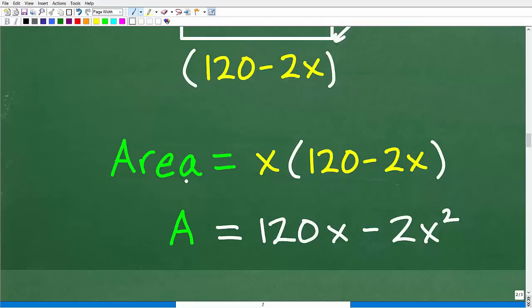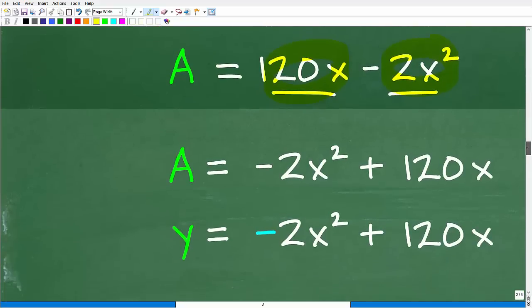So area is equal to x times 120 minus 2x. Let's distribute this x in. So we have x times 120, that's 120x. x times minus 2x, so that's minus 2x squared. Let's clean this up. Anytime you have an x squared or an x or any kind of polynomial, always write it in standard form, highest to lowest power. So that's going to give us area is equal to minus 2x squared plus 120x.